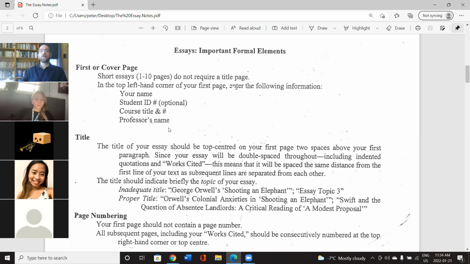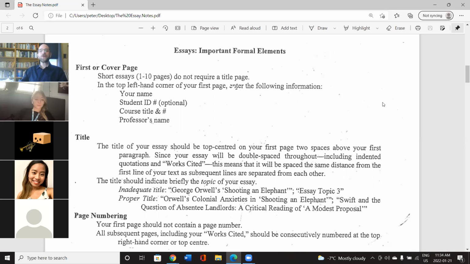Okay, your title. The title of your essay, and I do want titles for all assignments this year, should be top centered on your first page, 2 spaces above your first paragraph. Okay, and since your essay will be double spaced throughout, including indented quotations and works cited, that means that the title will be spaced the same distance from the first line of your text as subsequent lines are separated from each other. And there are effective and ineffective titles.